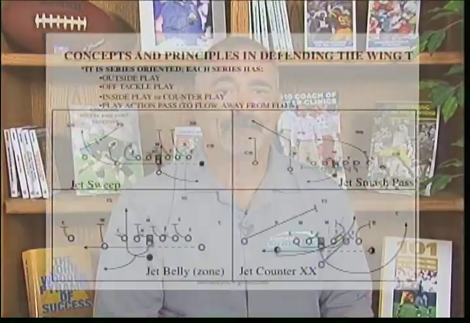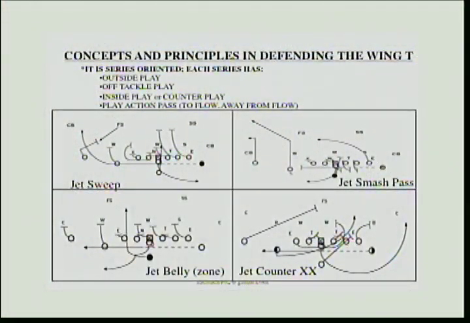And so that's where understanding the series helps your players understand what the offense is trying to do and in what sequence. You're usually going to have in a wing T series an outside play designed to attack the perimeter. You're usually going to have an off tackle play, an inside play up the gut or a counter play, and a play action pass to flow or away from flow. So you're looking at usually four or more plays in a series that are based on progressive points of attack and what the defense does and how they defend it.